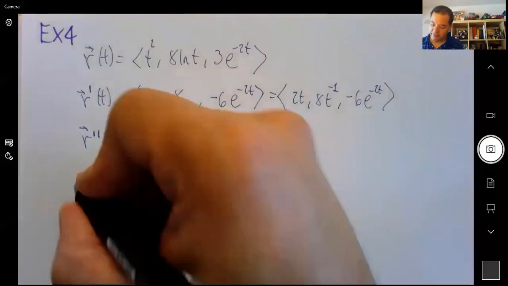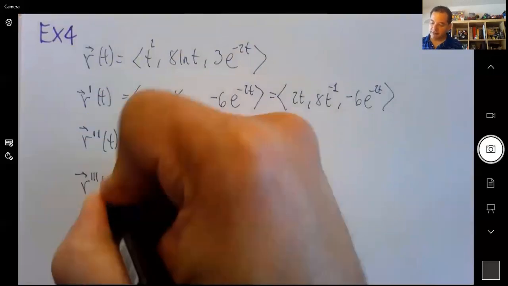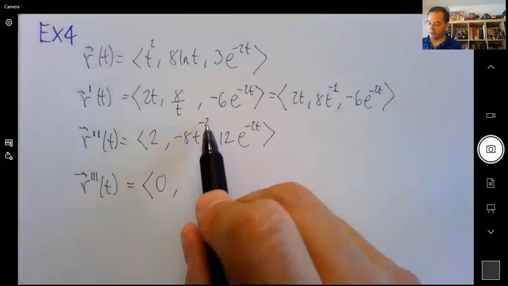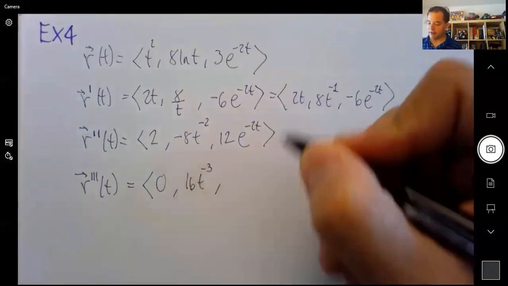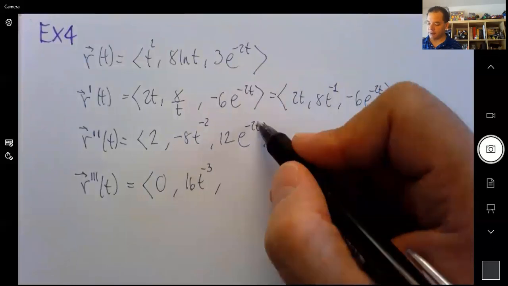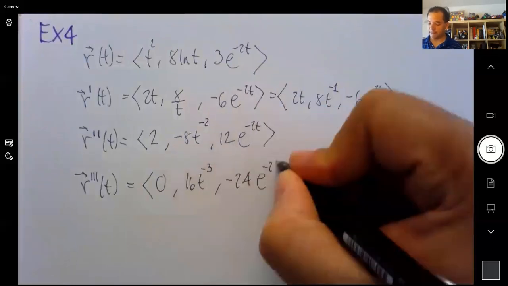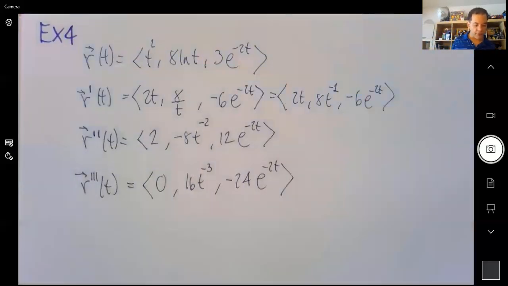Third derivative. The derivative of 2, 0. The derivative of this one, negative 2 comes down, it's 16t to the negative 3. And here the negative 2 comes down, so it's negative 24e to the negative 2t. And so on, right? We could keep going. We could do the third derivative, the fourth derivative, the fifth, and so on, if needed. Okay? All right.